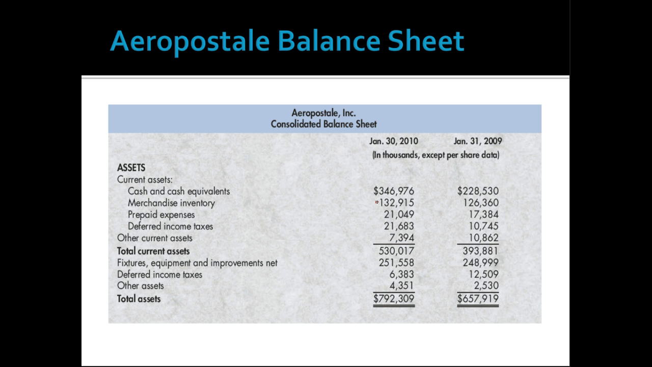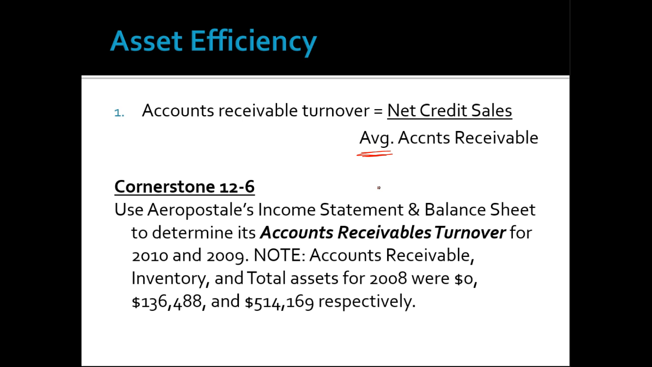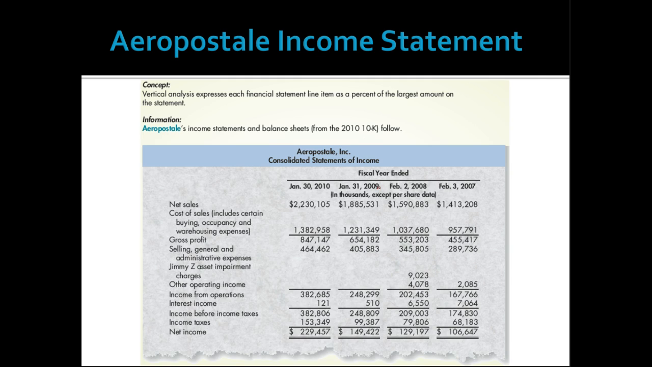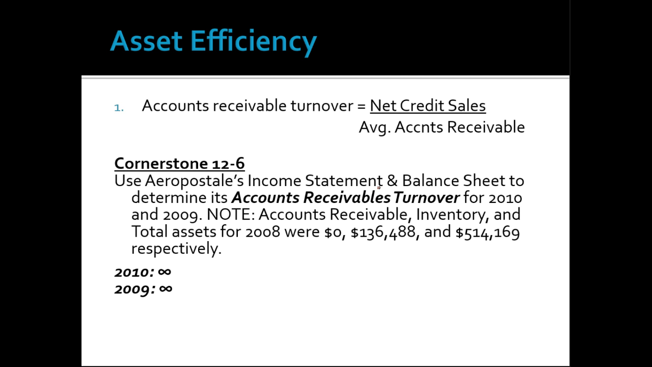But if I did, in order to find an average, what I would do is take 2 years' worth of information and divide by 2. That would help me understand what their average accounts receivable is. But since they don't have any accounts receivable, what am I going to eventually realize? Yeah, we're dividing by 0. So it turns out, Aeropostale, we can't measure their accounts receivable turnover.